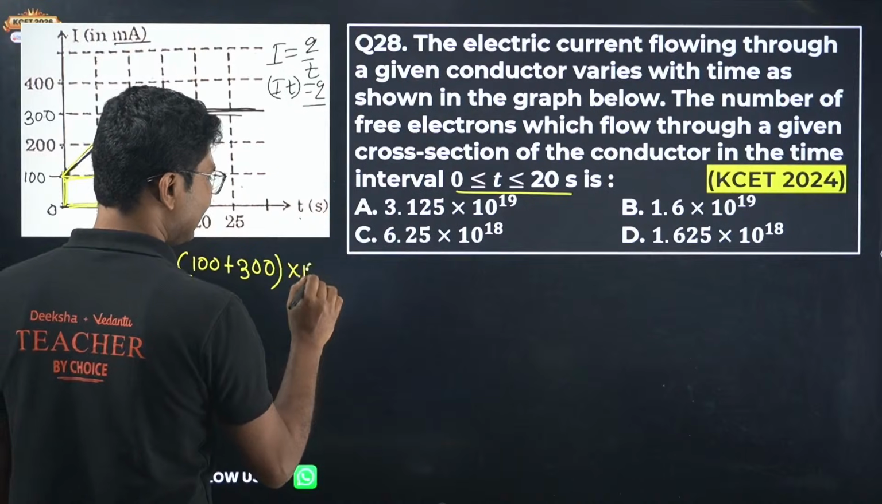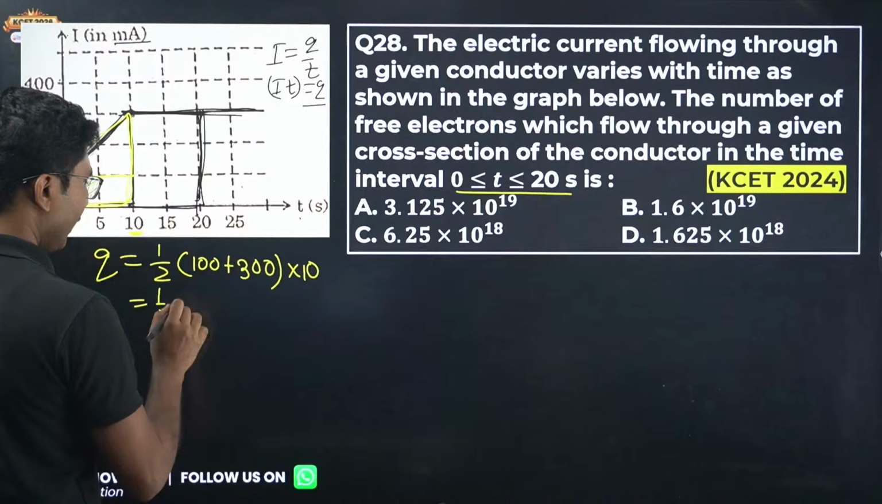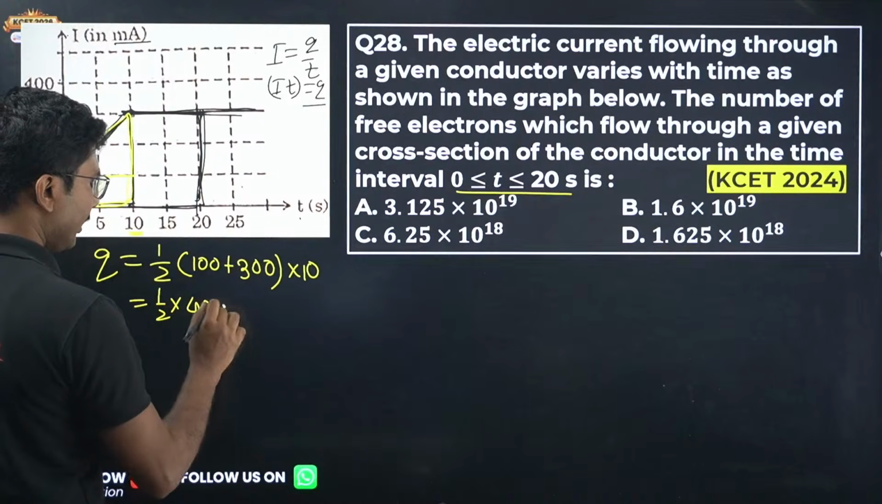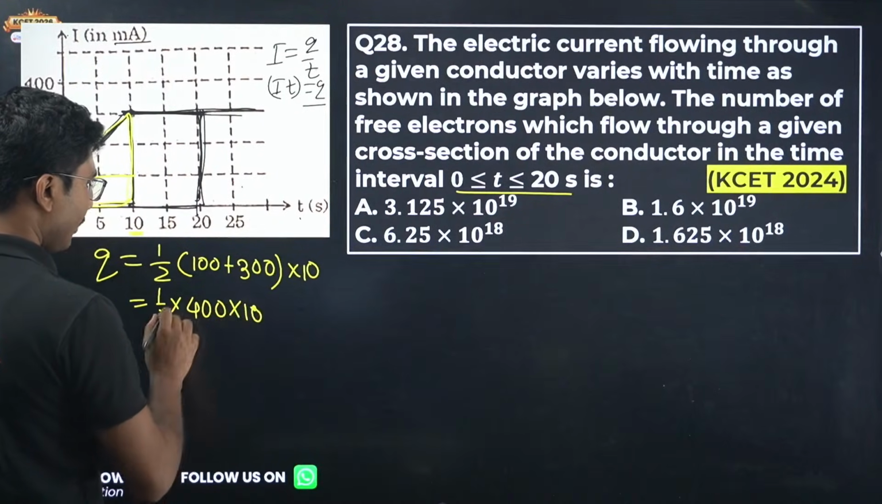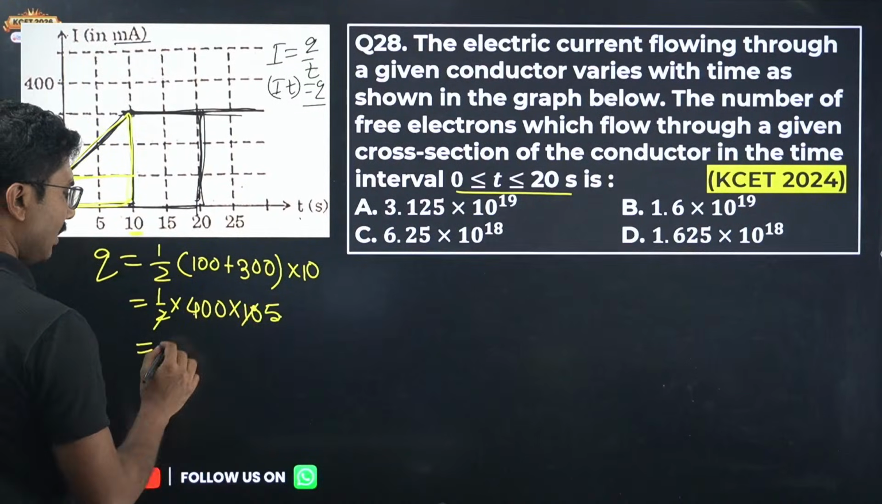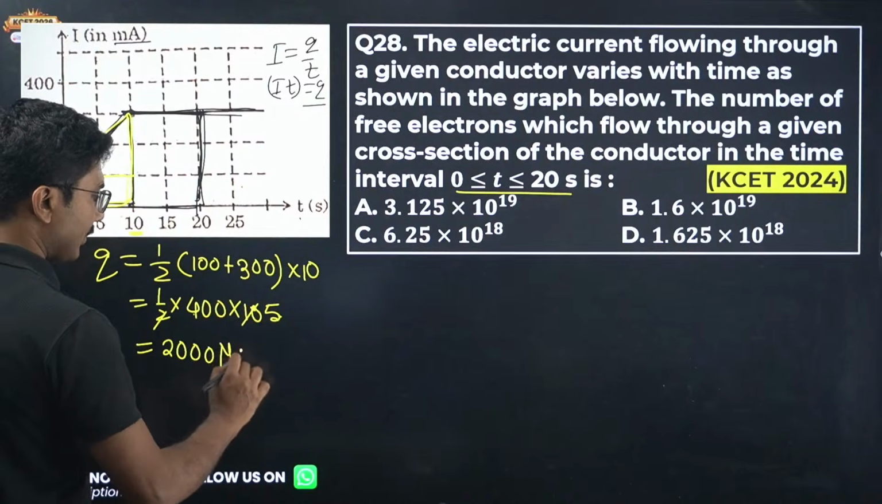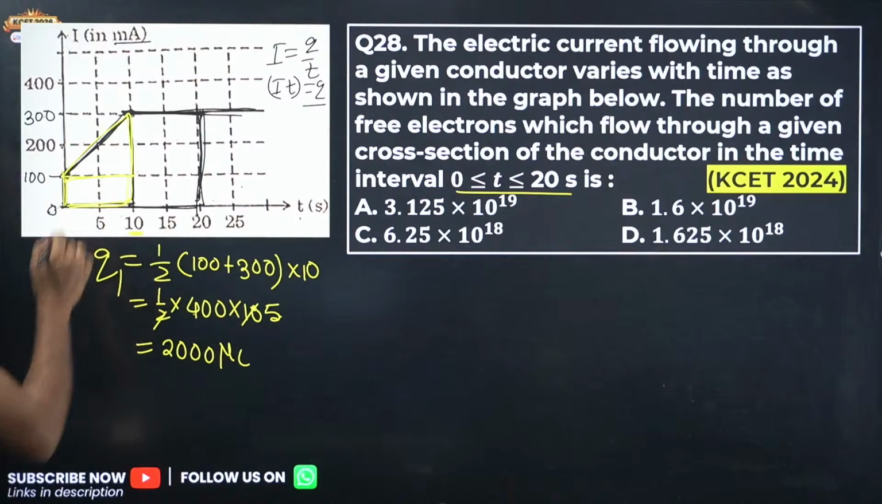In this case, the distance is 10. So we get half into 400 into 10. You can cancel 5, you get 4 5s are 20. So 2000 microcoulomb. This is the first part, this is the charge Q1.